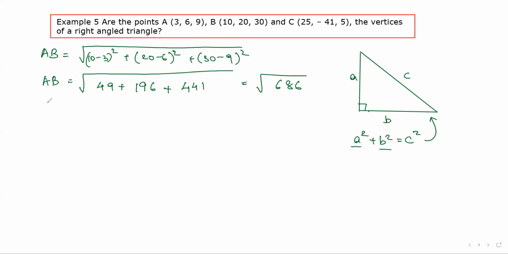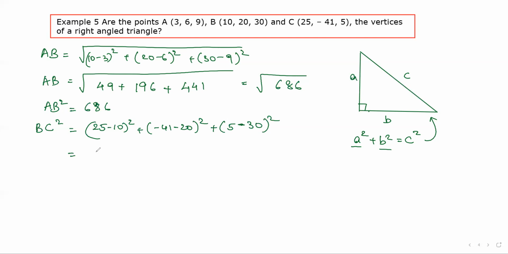Now you need the squares of the distances, so you can calculate AB square instead of AB. The root will be nullified and you'll end up with 686. Let's calculate BC square. The root will be nullified on the right hand side itself. (25 minus 10) whole square plus (minus 41 minus 20) whole square plus (5 minus 30) whole square. 25 minus 10 is 15, 15 square is 225. Minus 41 minus 20 is minus 61, square is 3721, plus minus 25 square, which is 625. Now we'll end up with 225 plus 3721 plus 625, which is 4571 in total.